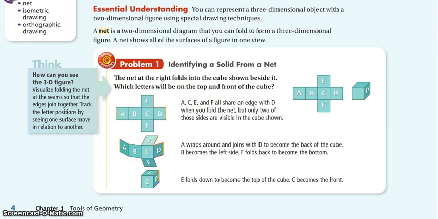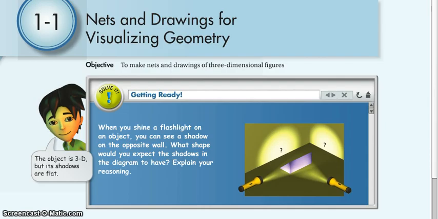So we're going to go back to the solve it and just say what shapes you would expect to see on the walls. Let's take a peek. If you can see here, they are shining the flashlights on this figure, which happens to be a triangular prism, and they want to know what shapes would show up on the wall. So if we're looking at this flashlight, it is shining towards one of these faces of the prism, and on the wall, what would you expect to see? Write that down in your interactive notes.